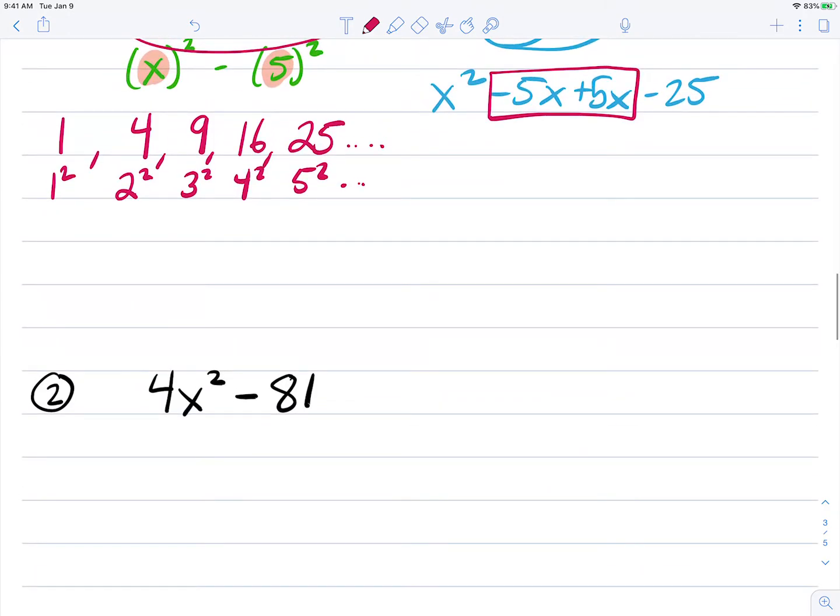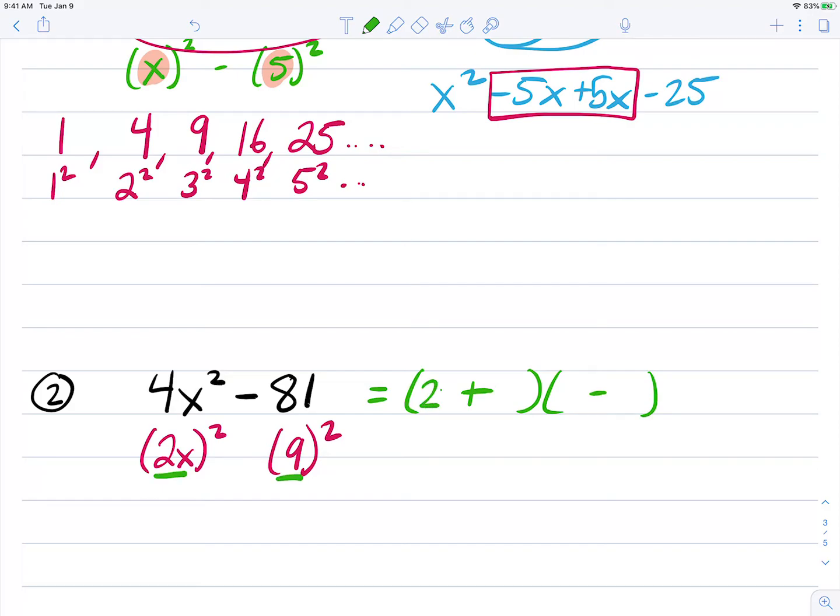So 4x squared minus 81. 4x squared is 2x squared, because 2x times 2x is 4x squared, and 81 is 9 squared. That means in our two binomials, one being a plus binomial and one being a minus binomial, we are going to have a 2x and a 9. So 2x plus 9 and 2x minus 9. If you were to distribute that, you would get 4x squared minus 81. So that is the factored answer of 4x squared minus 81.